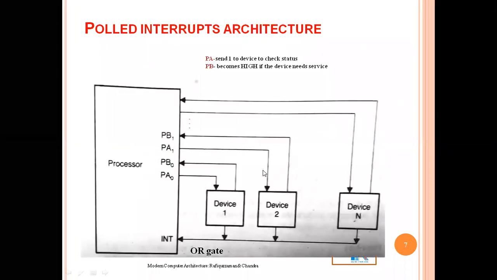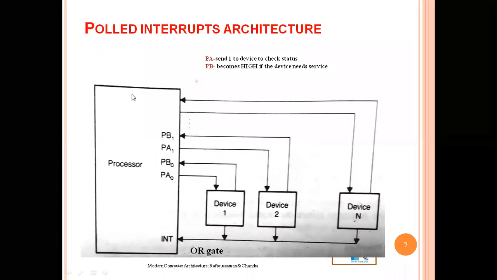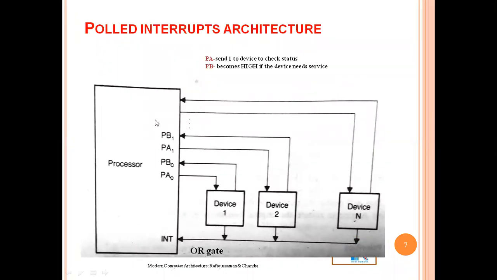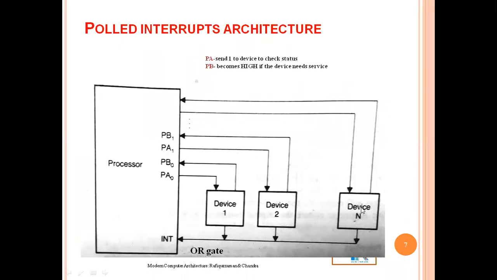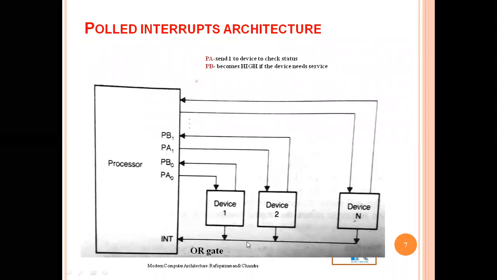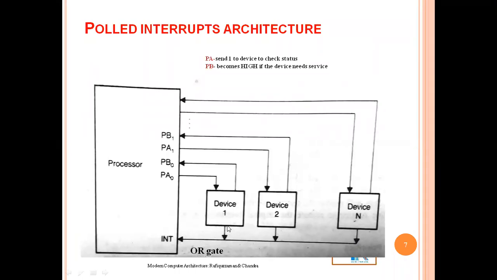Now see here. This is the architecture of the polled interrupt. On the left-hand side, you can see one processor, and the device is connected with the processor. Clear? And this is the interrupt signal. This signal is connected with an OR gate. That means the interrupt signal from all the devices is connected with the OR gate. First, the polled interrupt architecture is driven by software.